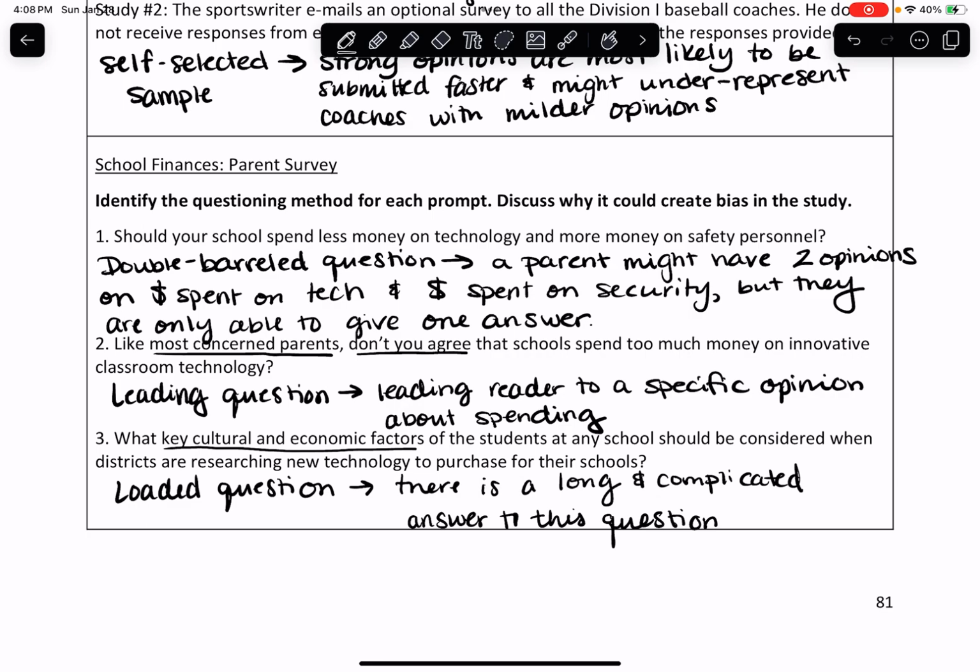So that is lesson 3, bias in studies. Bias coming up not only in our sampling methods, but also in the way that we are wording our questions.